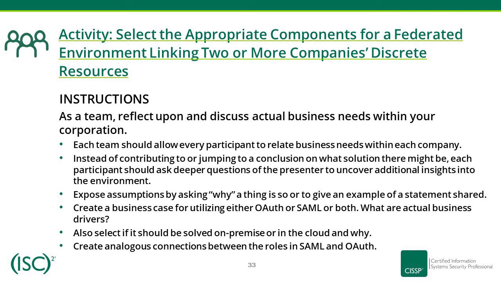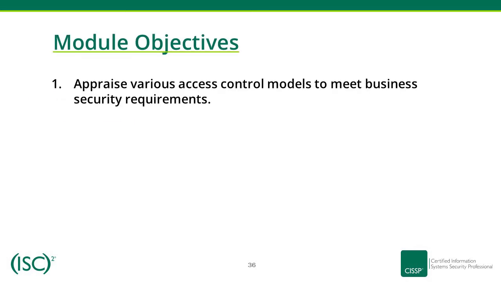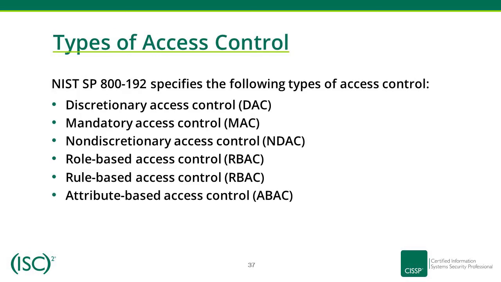Module 5. Implement and manage authorization mechanisms. Module Objectives. 1. Appraise various access control models to meet business security requirements. Types of access control. NIST SP 800-192 specifies the following types of access control: discretionary access control, DAC; mandatory access control, MAC; non-discretionary access control, NDAC; role-based access control, RBAC; rule-based access control, RBAC; attribute-based access control, ABAC.